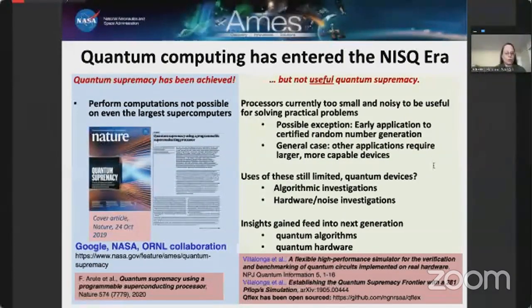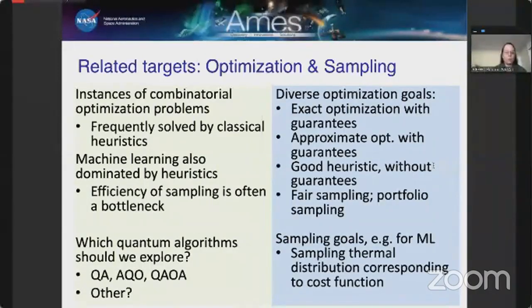One is to do hardware investigations and noise, and that's very, very important. But I want to emphasize here the importance of doing algorithmic investigations, and also how these insights into algorithms can feed into the hardware and vice versa. I'll be concentrating particularly on optimization and sampling for combinatorial optimization problems in machine learning, but there are other areas of great interest, particularly simulation of quantum systems. Unfortunately, there just wasn't time to talk about that, though we are starting to do some work on that at NASA, as well as lots of work in the broader community.